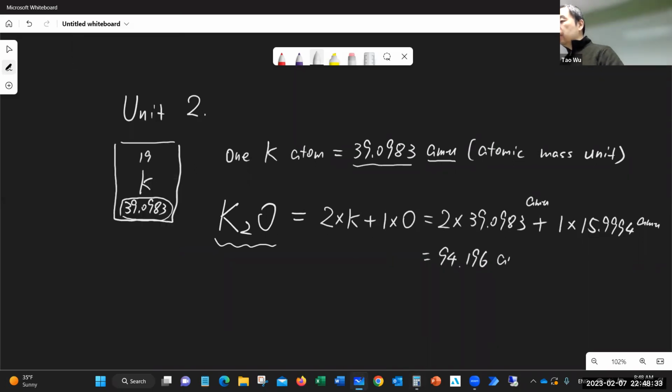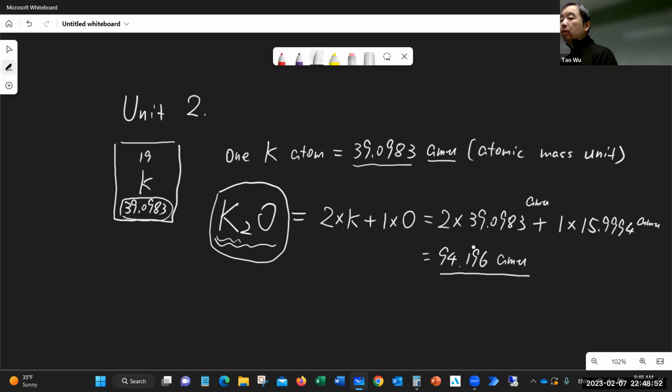And this unit is AMU, and this is telling us the molecule mass, the formula mass of the potassium oxide is 94.196. That's really just coming from the mass of the potassium atoms and the mass of the oxygen atoms. Okay, so this is how we figure out the mass of each of these. And this is called a formula mass.